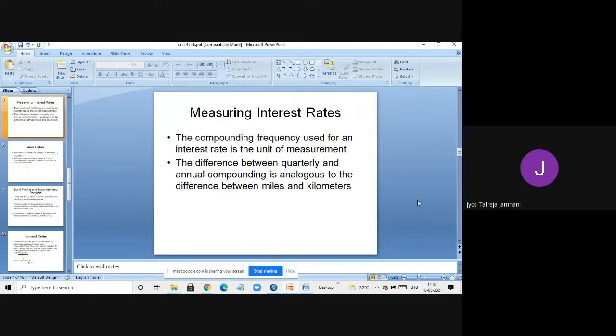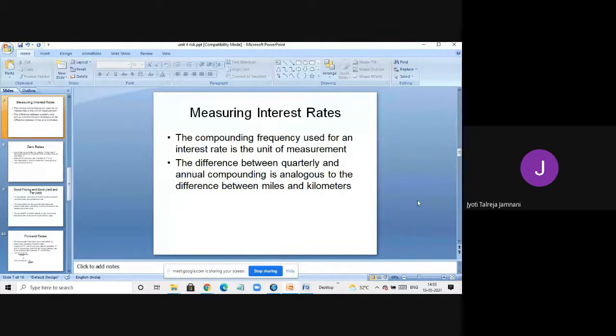Okay, so now measuring interest rates. The compounding frequency used for an interest rate is the unit of measurement. The difference between quarterly and annual compounding is the same as the difference between miles and kilometers. So when we measure interest rate, we basically see the frequency, that means the timing. So you want interest rate monthly, daily, hourly, quarterly, half yearly. That is the way the interest rates are measured.